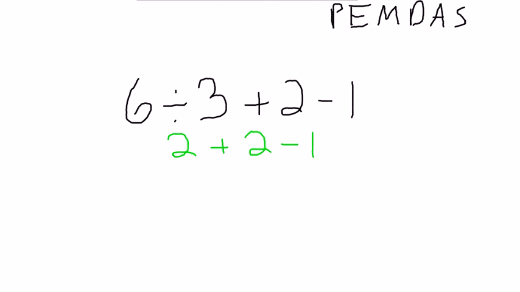So we will add. 2 plus 2 gives us 4. Bringing down the minus 1. 4 minus 1 leaves us with 3. So this expression is simplified to simply 3. Let's try one that's slightly more difficult. Let's consider the following expression.